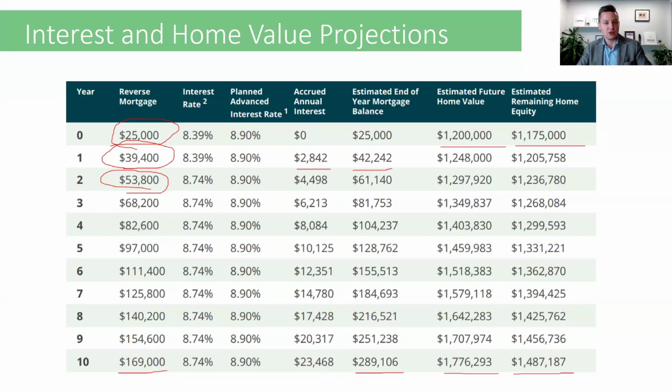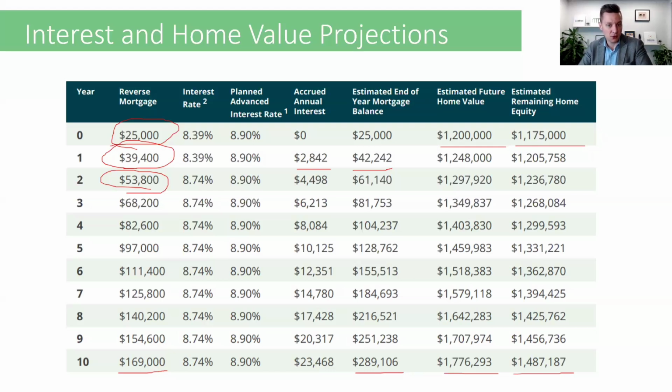And so we're showing that a $25,000 loan plus $1,200 per month extra on a monthly basis, just for expenses and everything, is that the home value is going up, and it's actually going up higher and more than the interest and the balance on the mortgage itself. And so over a 10-year period in this situation, we can see that the year-end mortgage balance has increased all the way up to $289,000. But the net equity has gone up from 1.175 million all the way up to 1.487 million.